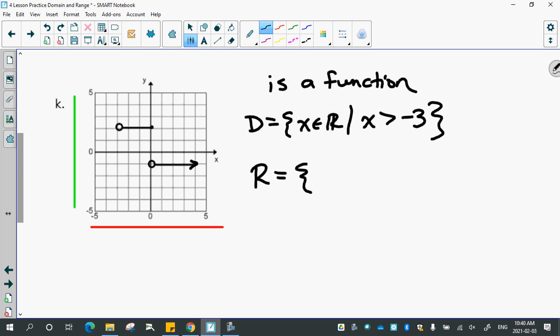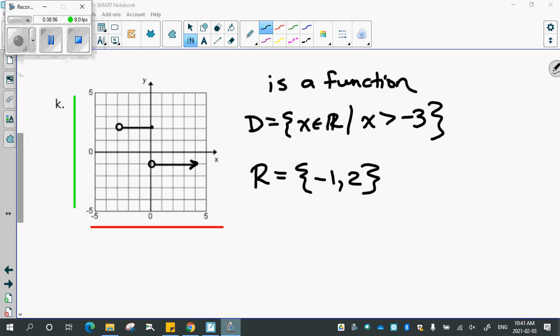So I could list them, in order from smallest to biggest. There's only 2 values in my range, -1 and 2. Okay? All right, so you're gonna do a practice and do it.